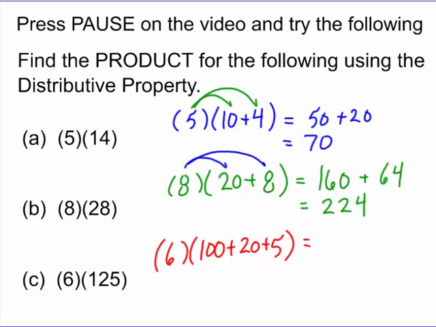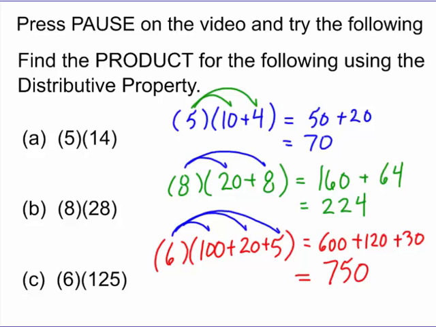And then the final one, we have 6 times 125, so I broke the 125 down into hundreds, tens, and ones. And if I distribute the 6 to those 3 pieces, I end up with 600 plus 120 plus 30. And when I add those up, and again, you may have to take an extra line or 2 here, I end up with 750.